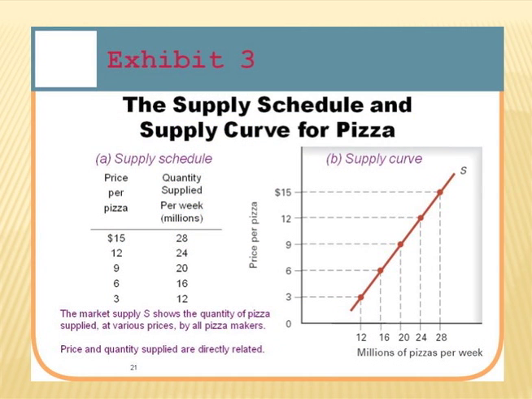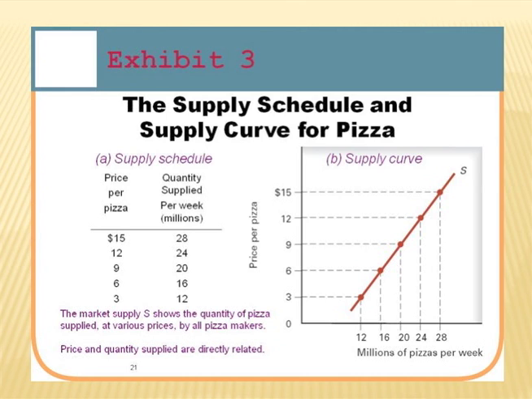And here we're back to our pizza market again. So now we offer the same opportunities to the supplier of the pizza that we offered to the buyer of the pizza. And we say, how many pizzas would you produce at $15 each? And they say 28 million. How many would you produce at $12 each? And they say 24 million. $9 each, and they say 20 million. $6 each, 16 million. $3 each, 12 million. And so you see that their behavior is that they like the higher prices and they dislike the lower prices.